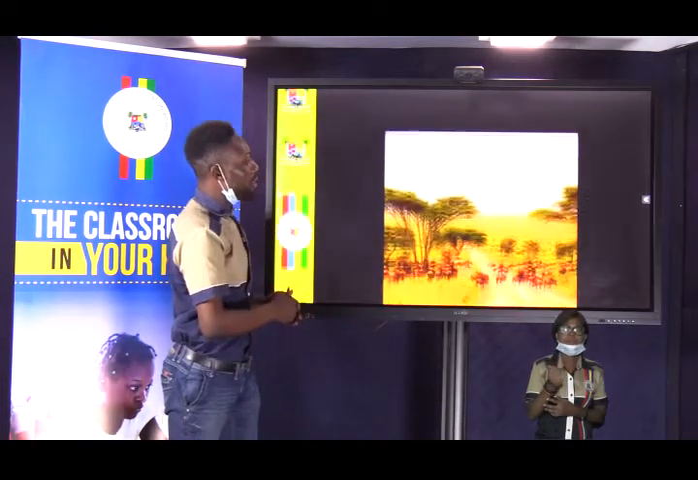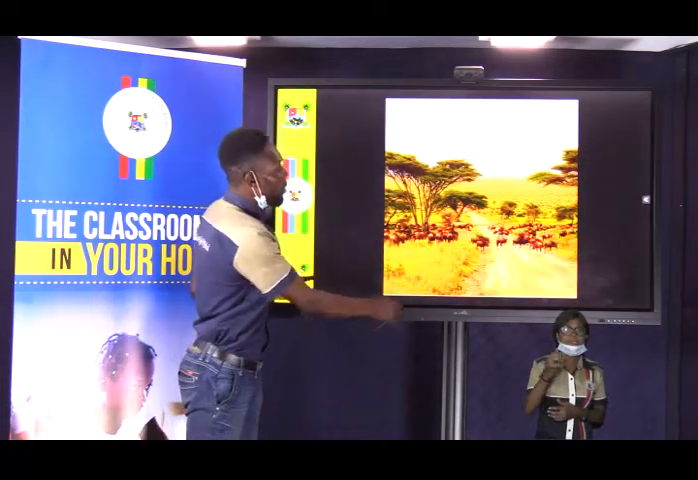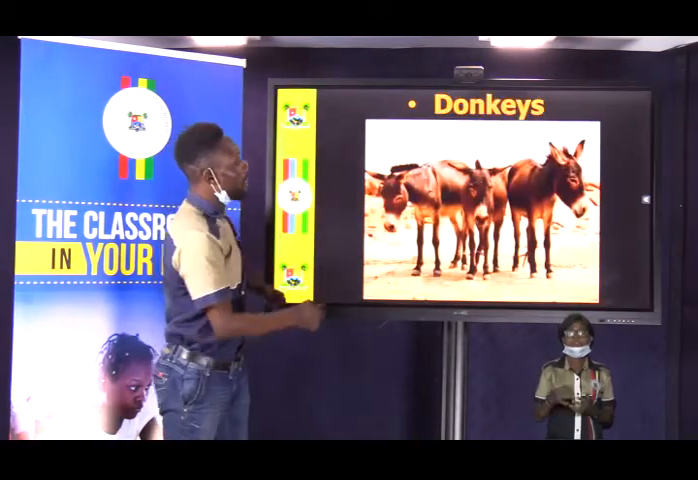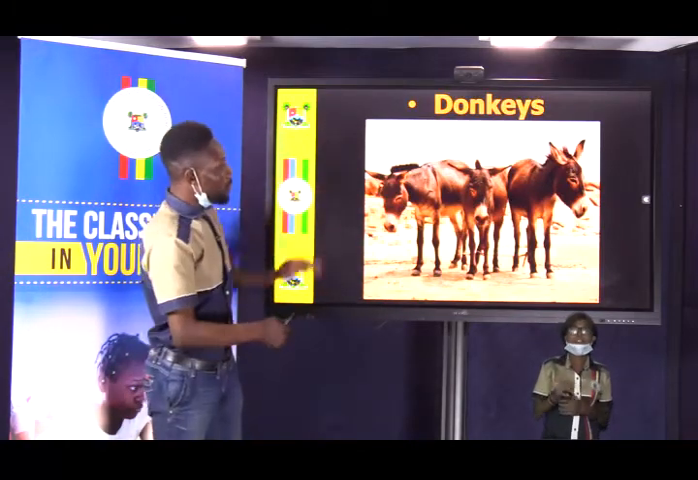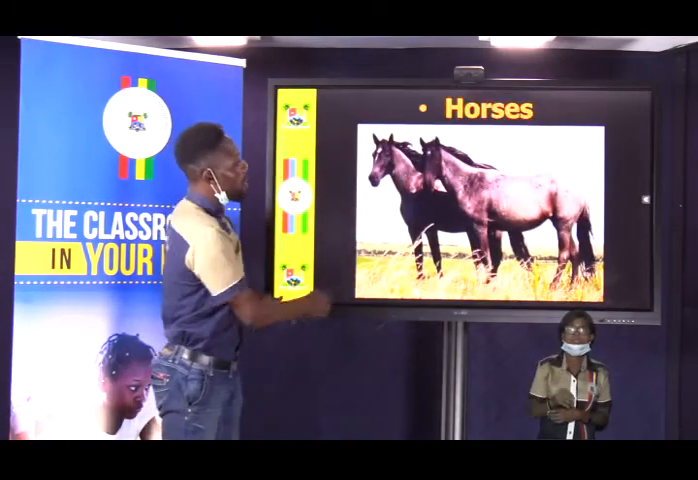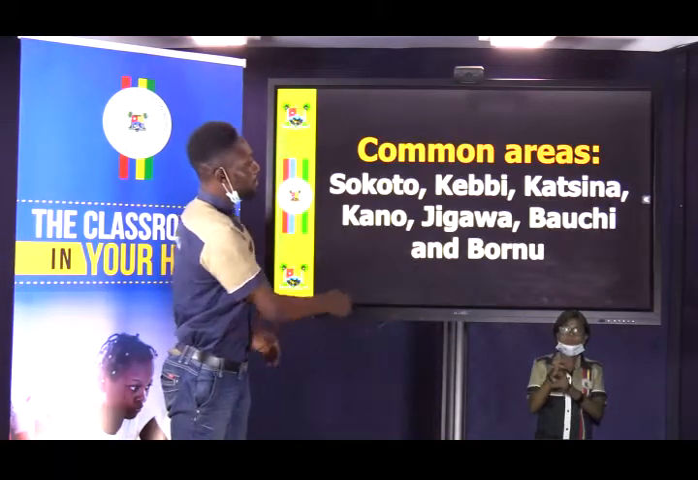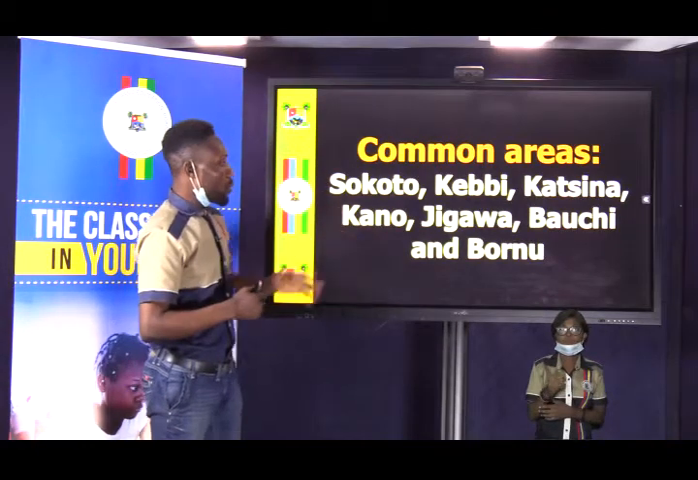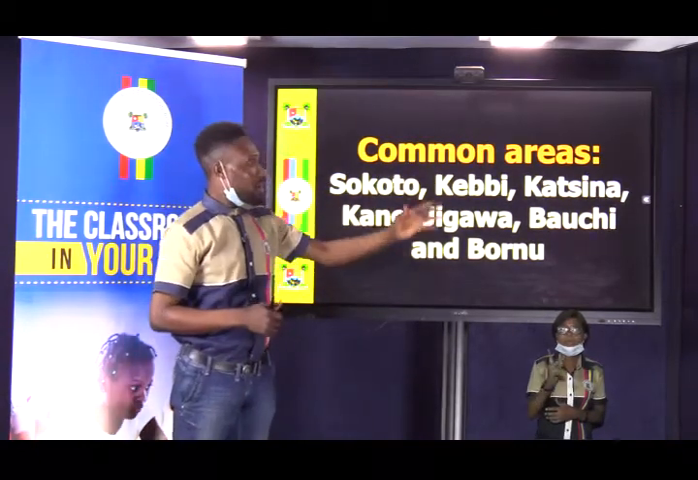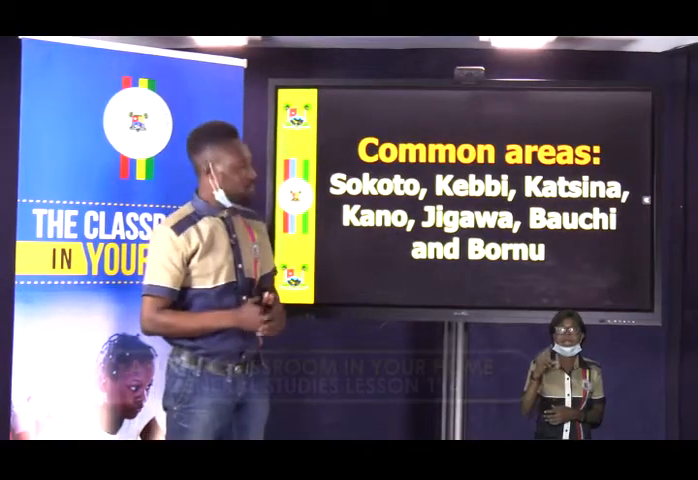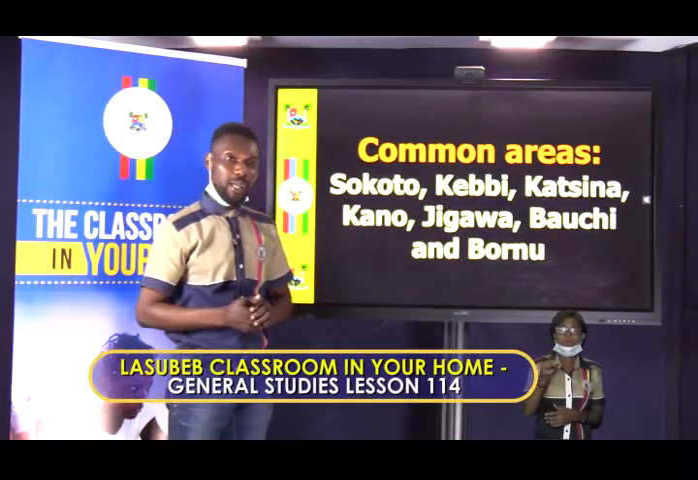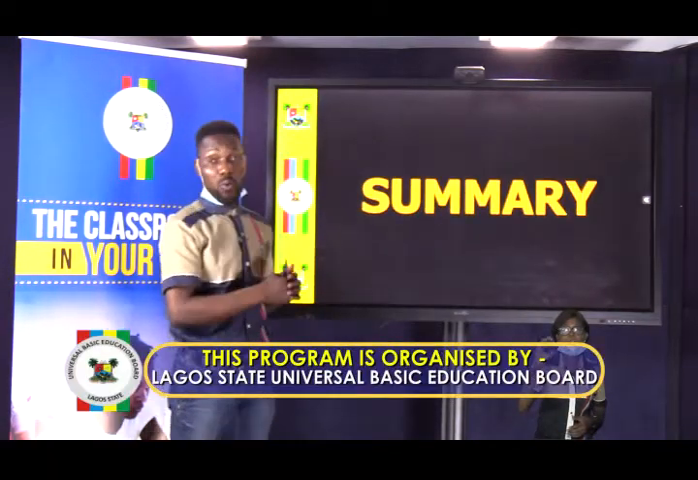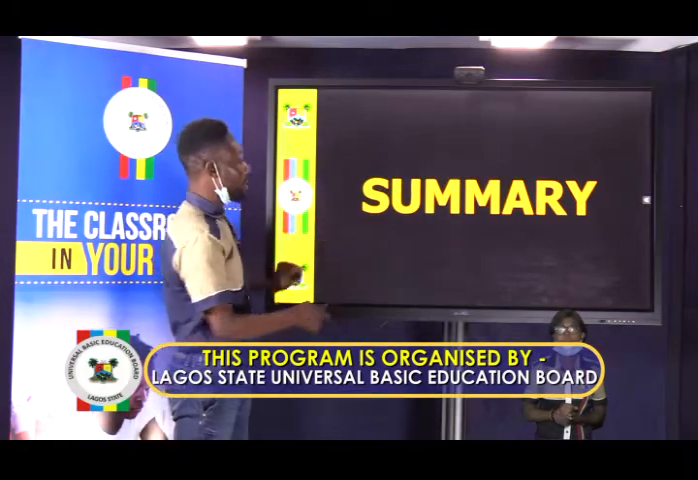Now on to savanna. The first one we talked about was savanna and semi-arid, and this is the last part of it, the savannas. What are the common animals there? Donkeys, horses, and common areas where we have savanna are Sokoto, Kebbi, Katsina, Kano, Jigawa, Bauchi, and Borno. That's the common areas where we have savanna. The first one we had was savanna and semi-arid, and this one is savanna.